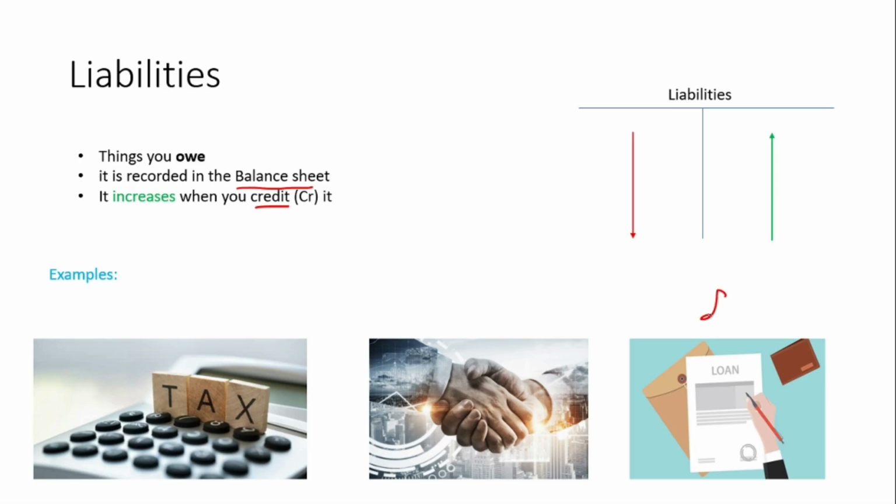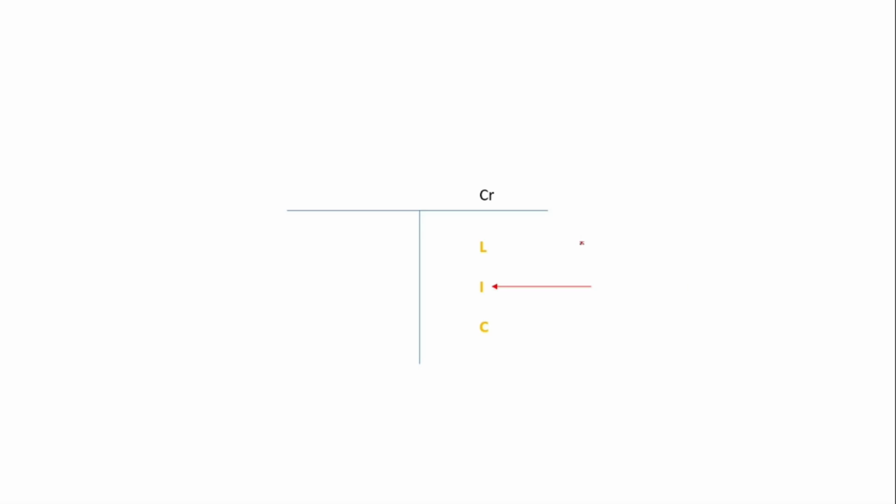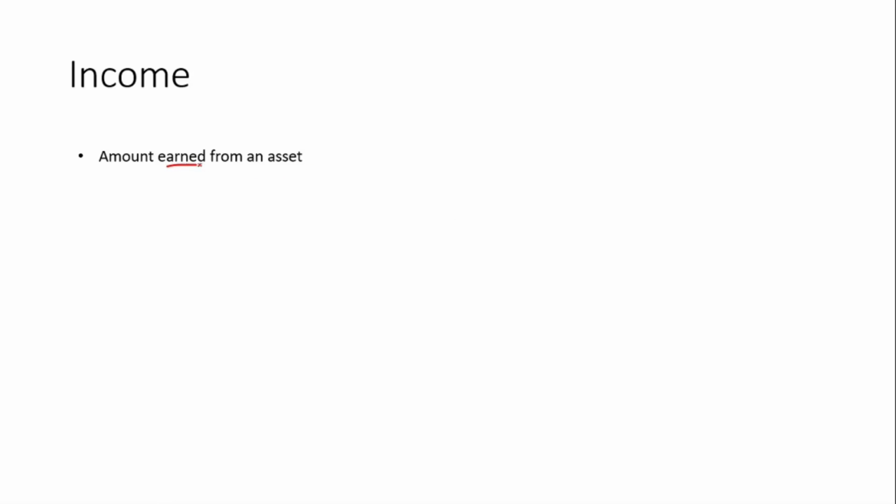Let's say you borrow £100,000. I know that's a bit extreme, but just to illustrate the point. For the second letter I, I stands for income. Income is the amount earned from an asset. It is recorded in an income statement. It increases when you credit it.